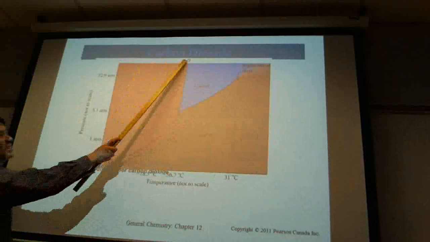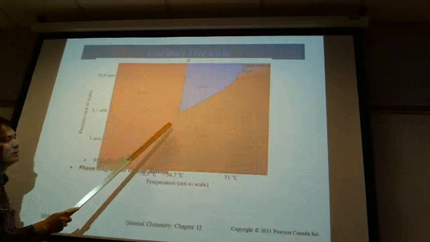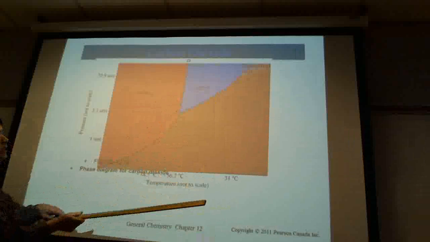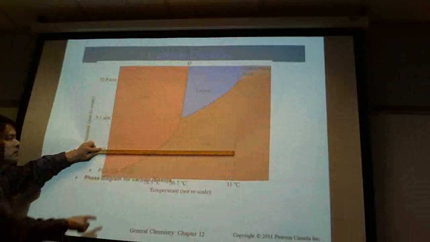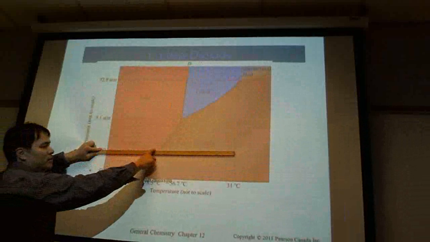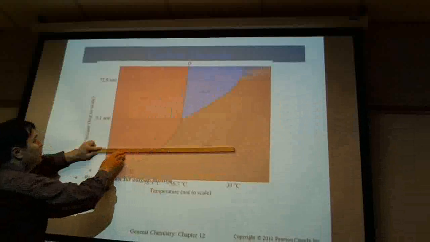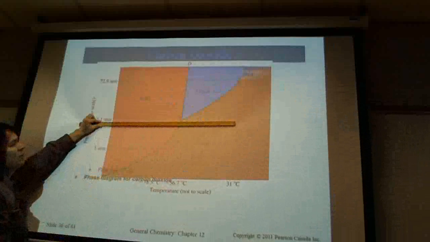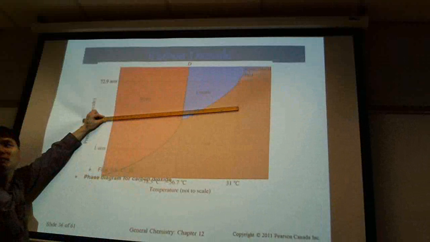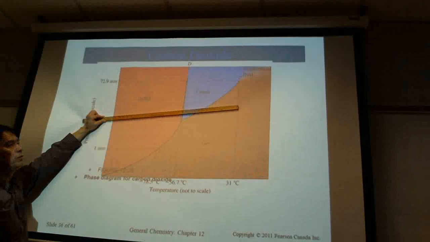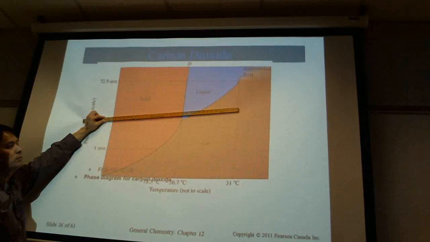And so carbon dioxide, will carbon dioxide ever melt into a liquid? The answer is yes. At 1 atmosphere it won't. Because at 1 atmosphere you heat up dry ice, it's going to go straight to a gas. But if you go above 5.1 atmospheres, you can melt CO2 into a liquid. And then the liquid will boil at some higher temperature.